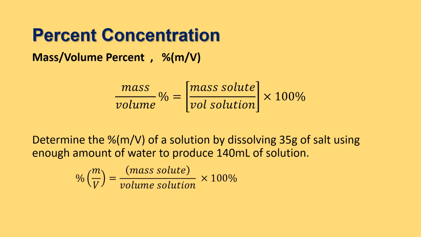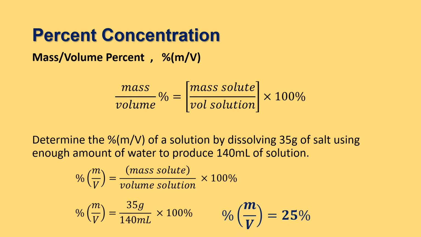So all we have to do is to simply plug in the values to our formula, and we will have 35 grams of our salt divided by the volume of our solution, which is 140 ml, times 100%, that is now equal to 25%. So that means the concentration of our solution when we dissolve 35 grams of salt using enough amount of water, producing 140 ml of solution, is 25%.